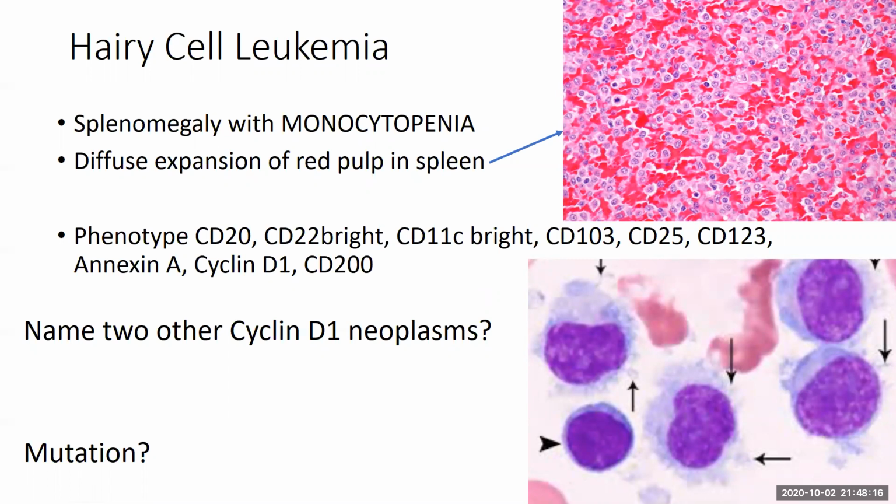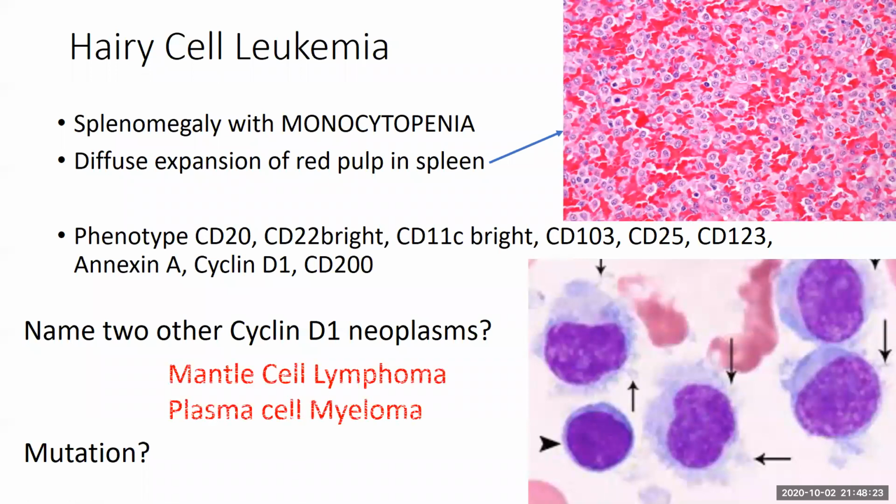Mantle cell lymphoma. And there's one more. So plasma cell myeloma can commonly have cyclin D1, because some of the better acting plasma cell myelomas that are a little bit more indolent will have an 11;14 translocation. So that's something to keep in mind, that these three will stain with cyclin D1.